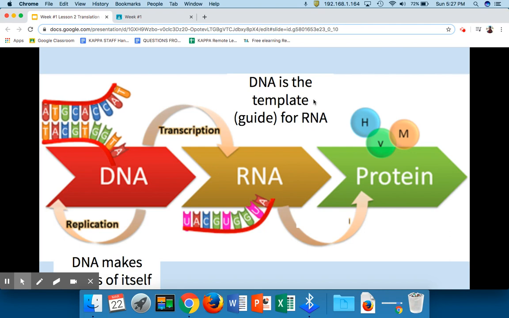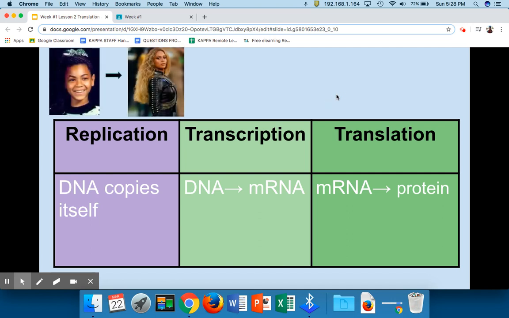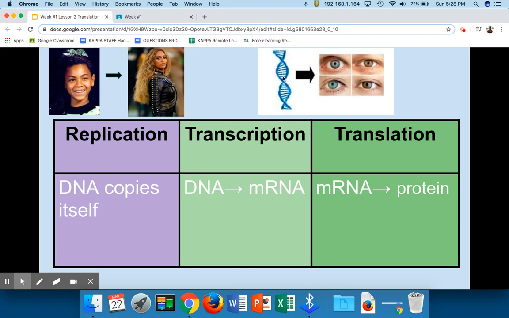Today we're going to look at what does RNA do. RNA goes through a process called translation, and that's when it codes for those really important proteins. So here's another visual of these three processes. Replication is when DNA copies itself. What is replication important for? It's important for growth, asexual reproduction, and repair. Transcription and translation is important for making proteins.